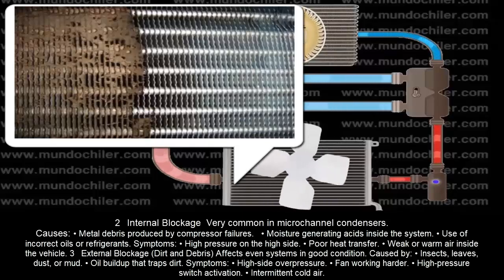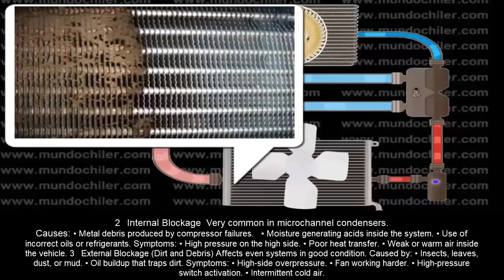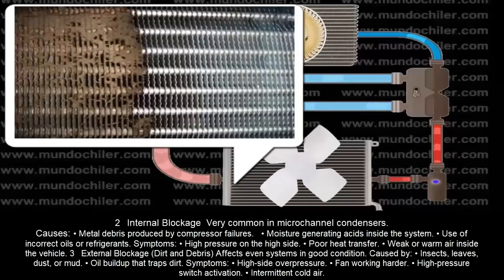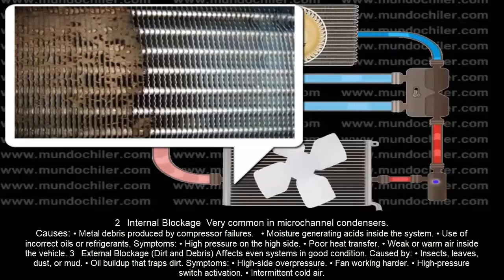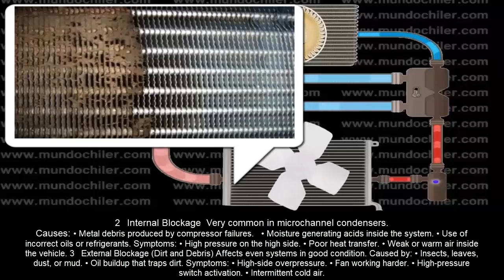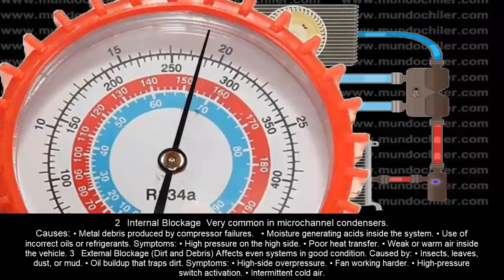3. External blockage, dirt and debris. Affects even systems in good condition. Causes: insects, leaves, dust, or mud. Oil buildup that traps dirt. Symptoms: high side overpressure. Fan working harder. High pressure switch activation. Intermittent cold air.